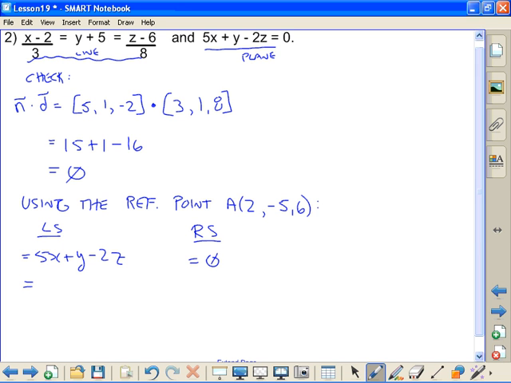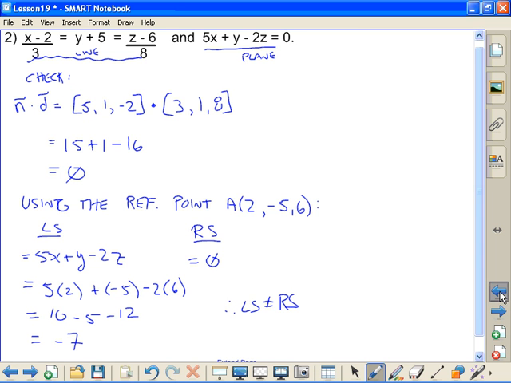If I was doing this in class, I'd take the right side. You guys can work on the left, but I'll help you out here. 5 times 2. My y value is negative 5, and minus 2 times the z value. So we have 10, take away 5, take away 12. And when we do that, we end up with negative 7. So therefore, left side is not equal to right side.